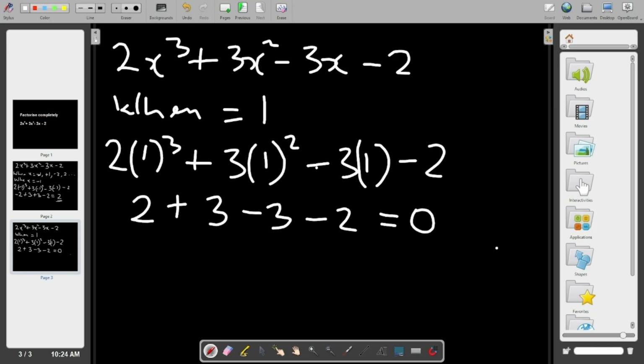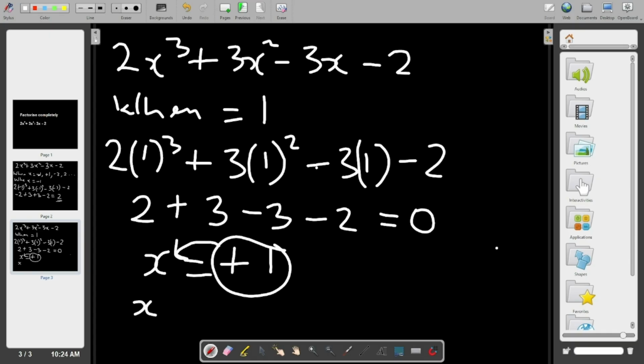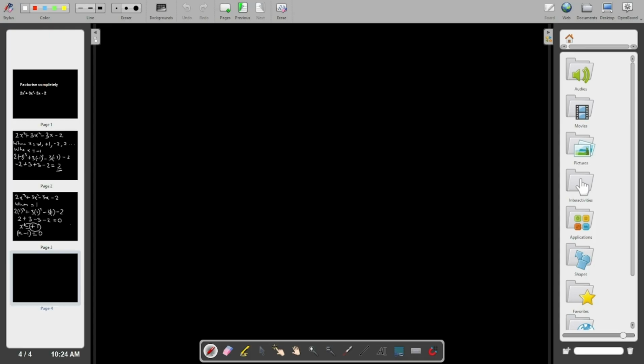So therefore it means that if you substitute plus 1 in this particular cubic expression, we are going to get 0. It means that plus 1 is one of the values. So what we are going to do next, we now say x is equal to plus 1. If x is equal to plus 1, we simply take this plus 1 over to this side to join this x. The plus will now change to minus. So we now have x minus 1 in brackets is equal to 0. So it means one of the factors there is going to be x minus 1.